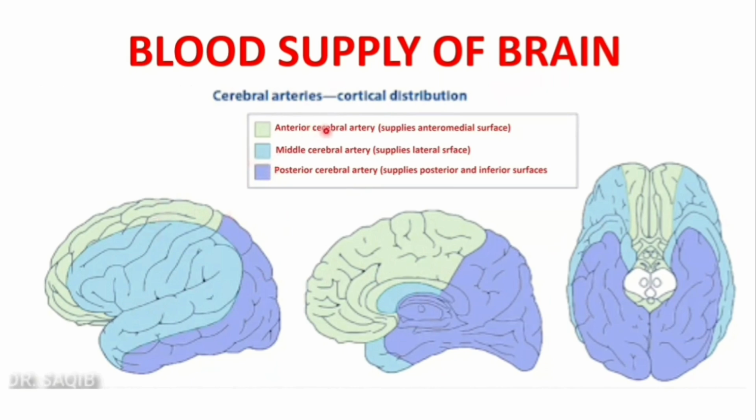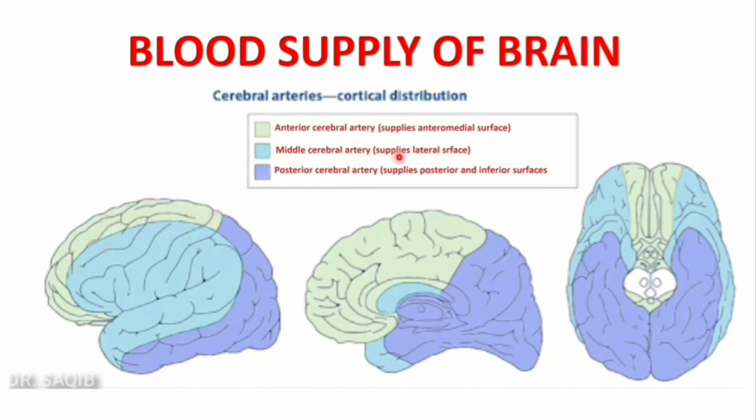There are three cerebral arteries: anterior, middle, and posterior. The anterior and middle cerebral arteries are branches of the internal carotid artery, and the posterior cerebral artery is a branch of the basilar artery. You could see first of all the anterior cerebral artery in this color. It supplies the anteromedial surface, which is the medial part of the cerebral hemisphere, and this upper strip on the lateral surface.